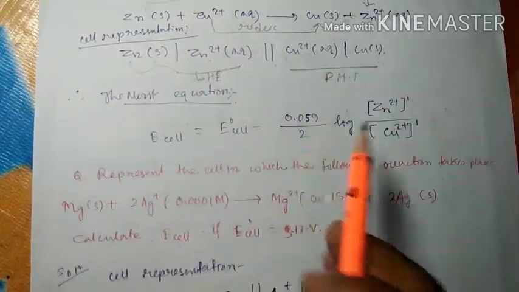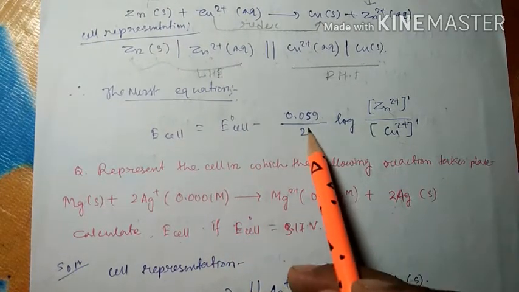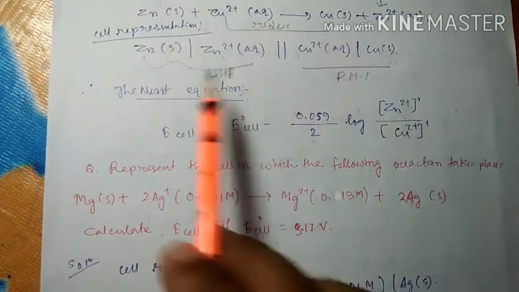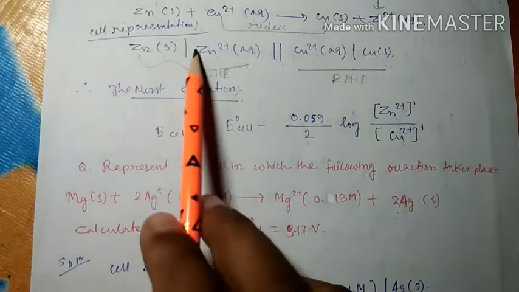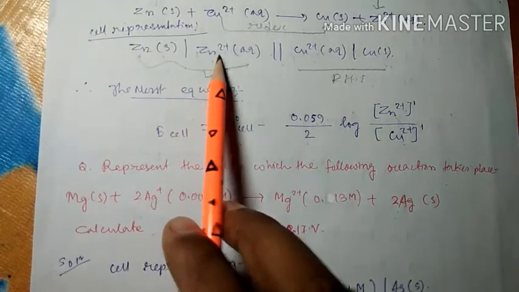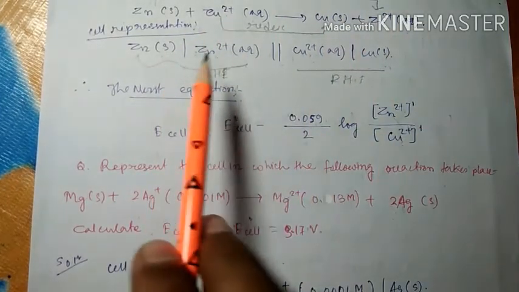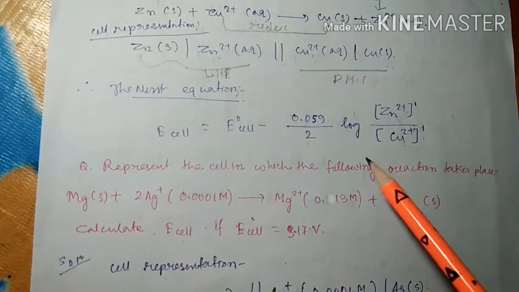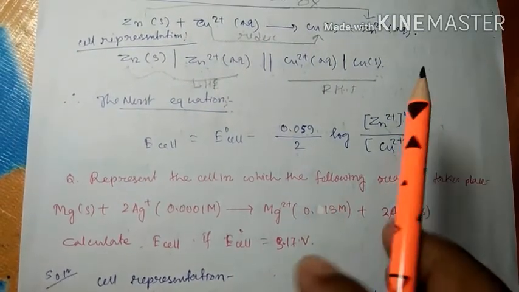So the Nernst equation becomes E cell equals E naught cell minus 0.059 by 2 log of zinc 2 positive, that means anodic ion, over copper 2 positive, meaning cathodic ion. Since 1 mole of zinc 2 positive and 1 mole of copper 2 positive aqueous is used in this reaction, that's why x and y are both 1. Isn't it? Okay, this is a very simple thing.